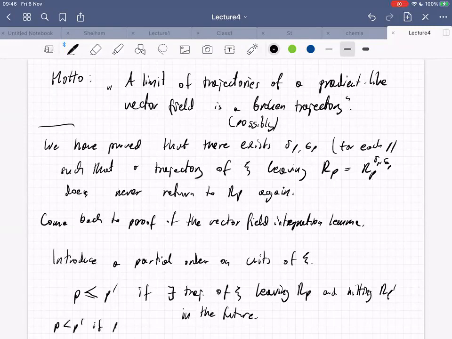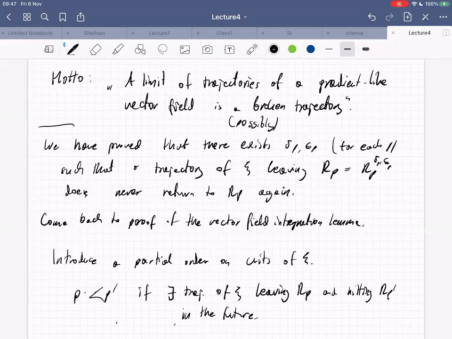If P, P prime and P not equal P prime. Let's write it like this: P is less than P prime if there exists a trajectory of Xi leaving RP and hitting RP prime in the future. Okay, and this is a partial order because of what we have proved.